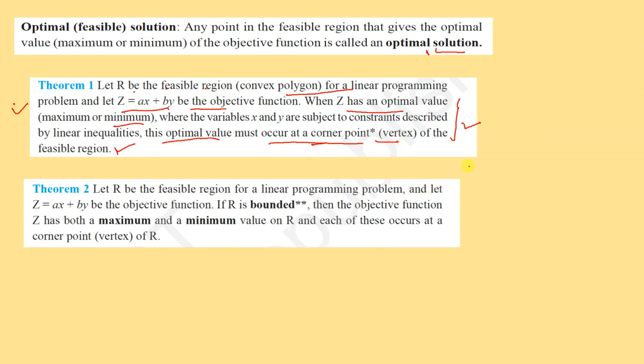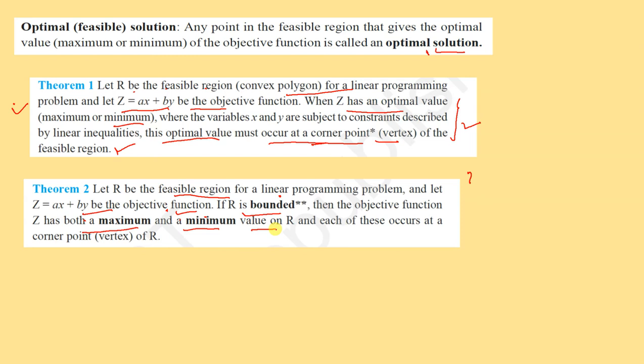Now, because this year we have such LPP where our feasible region is bounded, we will discuss only the cases of bounded feasible region. And in case of bounded feasible region, we have the theorem that if R is a feasible region for a LPP and Z equal to AX plus BY is the objective function, if R is bounded, then the objective function has both a maximum and minimum value on R.